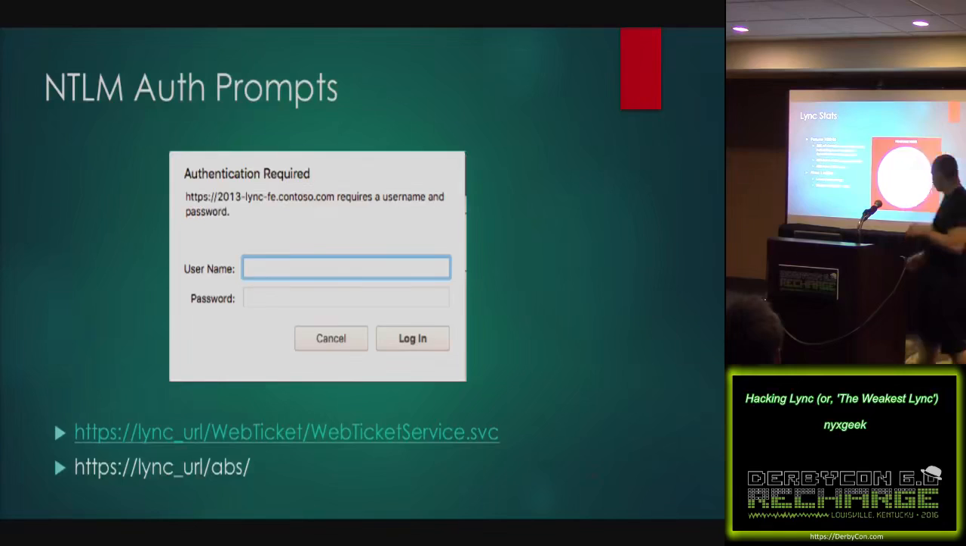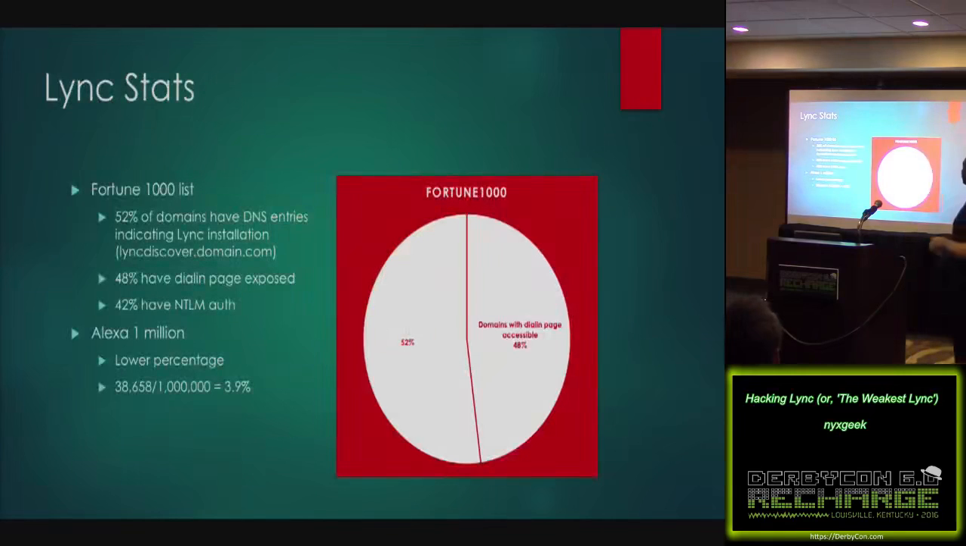So during my scans of the internet, I looked at the Fortune 1000 list from 2015. 52% had DNS entries for Lync Discover. Not all of them were actively pointing to something really. So in the end, about 48% had the dial-in page exposed and 42% had the NTLM auth that you could get to. In the Alexa 1 million, it drops down, but that makes sense, right? Because who's running Lync? Big companies. So yeah.